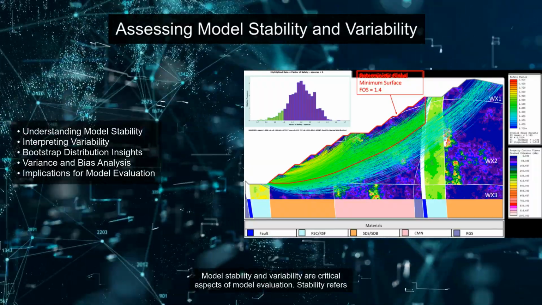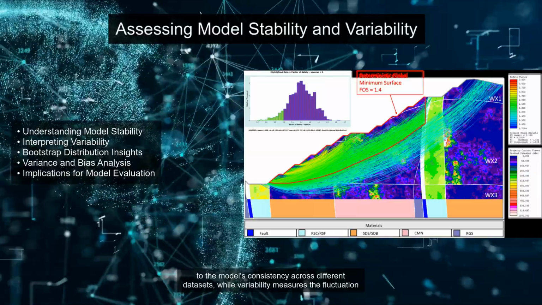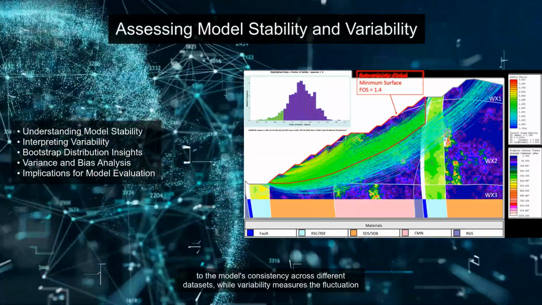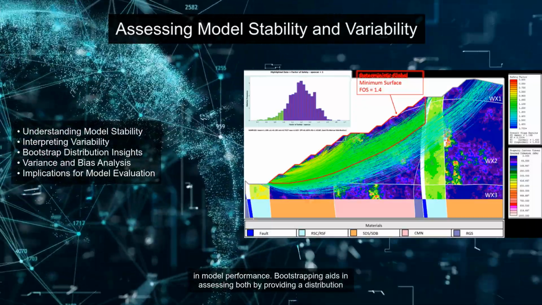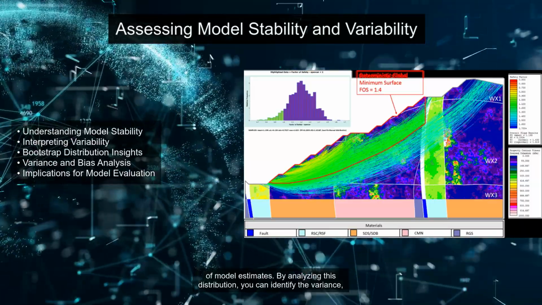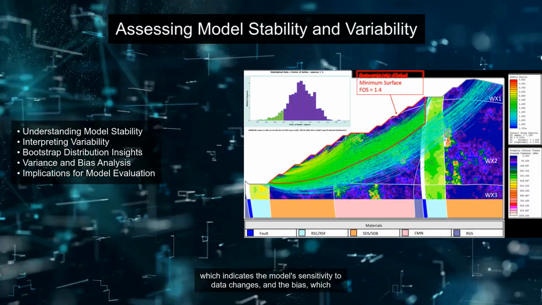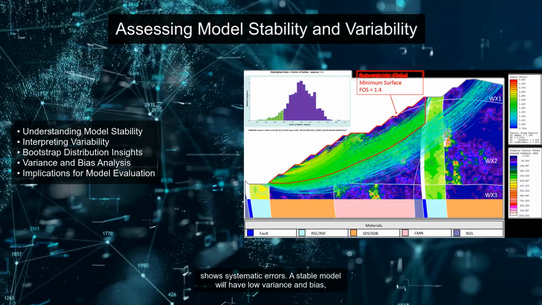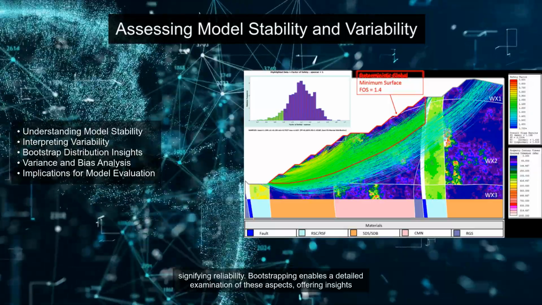Model stability and variability are critical aspects of model evaluation. Stability refers to the model's consistency across different datasets, while variability measures the fluctuation in model performance. Bootstrapping aids in assessing both by providing a distribution of model estimates. By analyzing this distribution, you can identify the variance, which indicates the model's sensitivity to data changes, and the bias, which shows systematic errors. A stable model will have low variance and bias, signifying reliability.